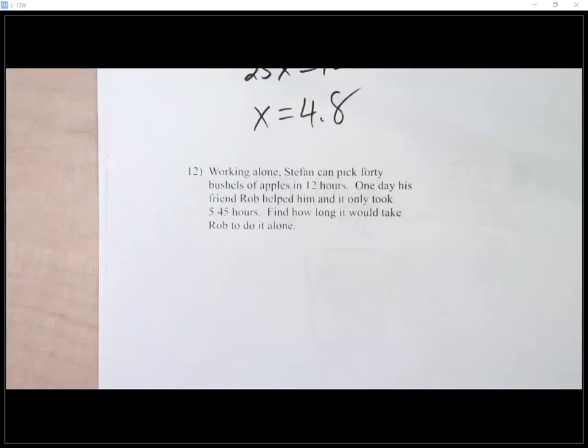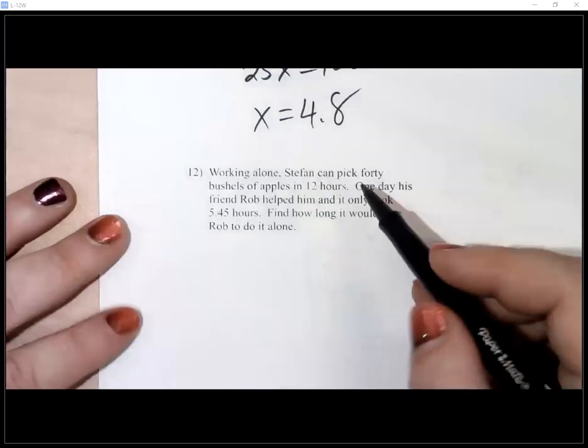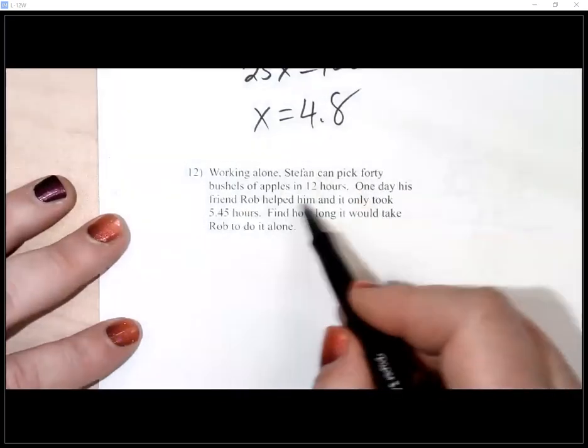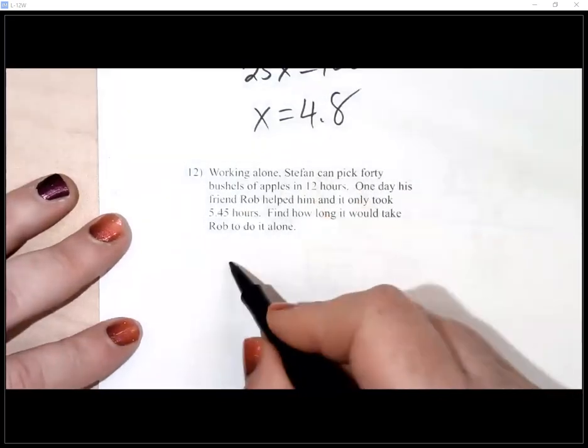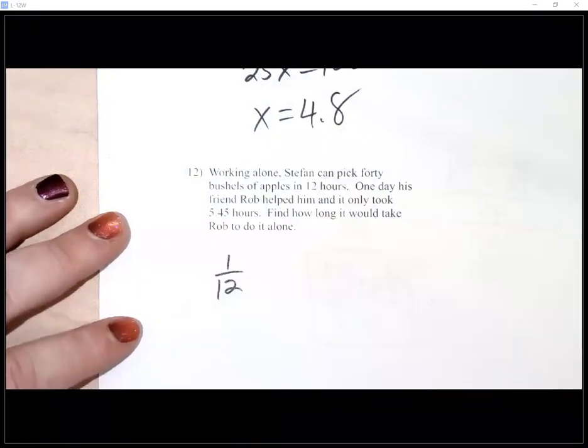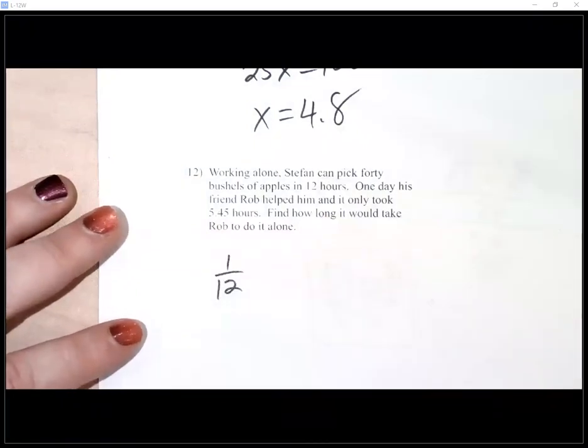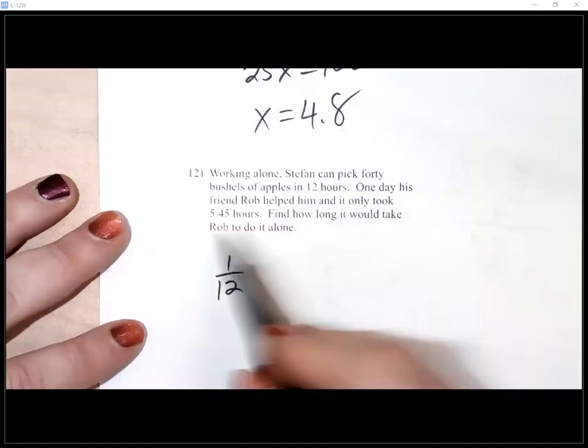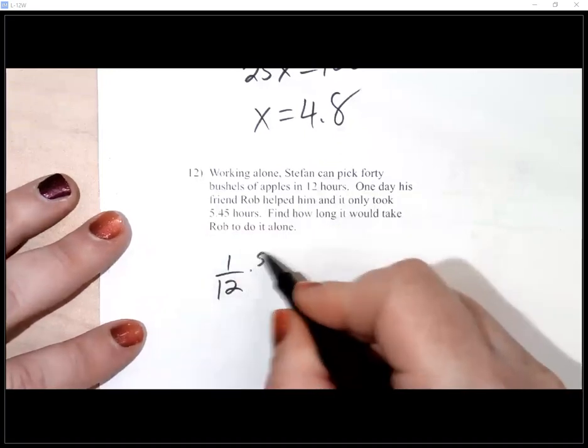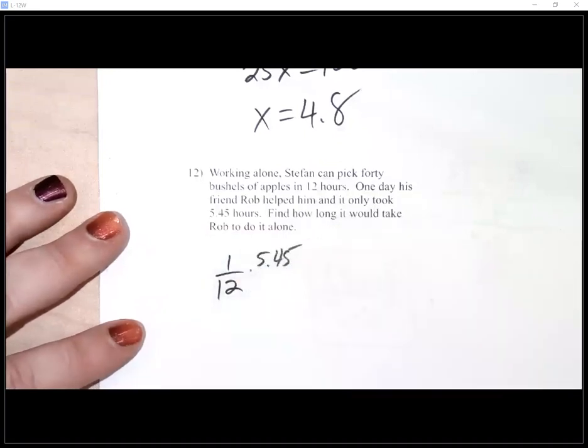Last one. Here we go. Same idea. Again, with these 40 bushels of apples. Who cares? That doesn't matter. Stefan's going to pick 1/12. He's going to complete 1/12 of the job every hour. It tells me that he worked for 5.45 hours. So this time I know how many hours they worked for.